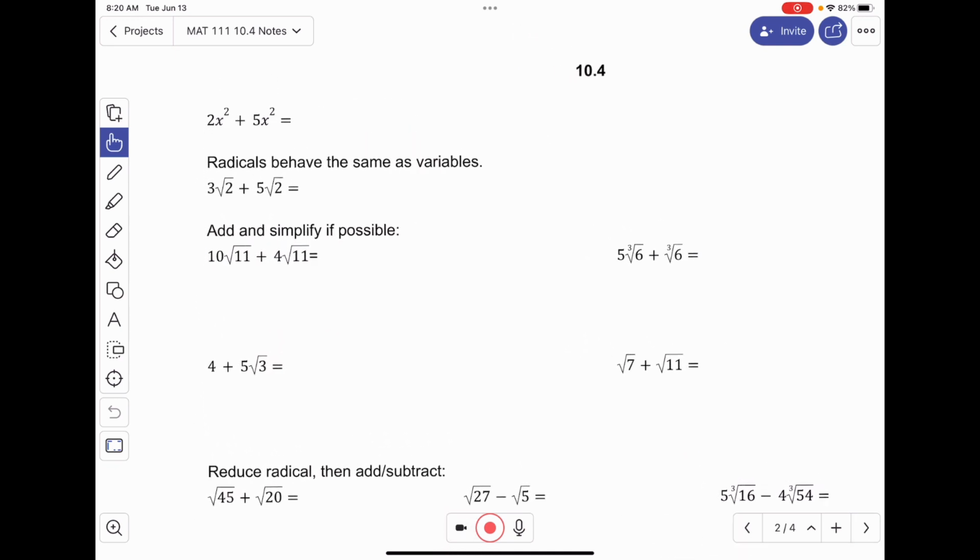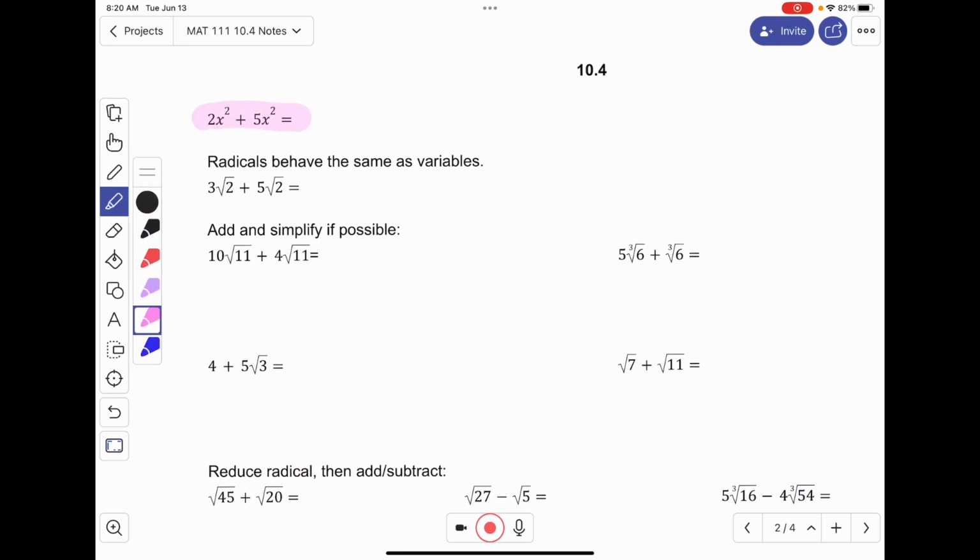All right, let's start by thinking about 2x squared plus 5x squared. If we have these two things, we call them like terms because they both have x squared. And then we just add the whole numbers. So 2 plus 5 is 7. Radicals work the same way. As long as the radicals have the same number inside and the same index, we would just combine the like terms on the outside. So 3 plus 5 is 8. Keep the radical the same.